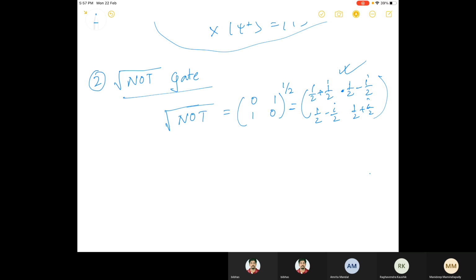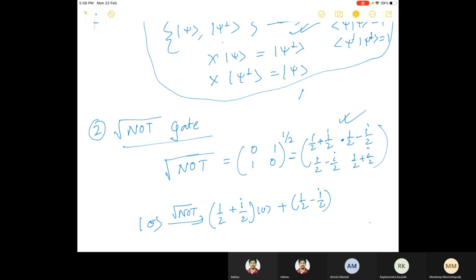Another way to check this is to apply the square root of NOT gate on the vector 0. Here 0 means the vector 1 0. You can just do a vector matrix multiplication. It will just be the first column. This is another thing: when you apply a matrix A to this, it will always give you the first column of A, and applying it to the other basis vector will always give you the second column. This is just an observation.